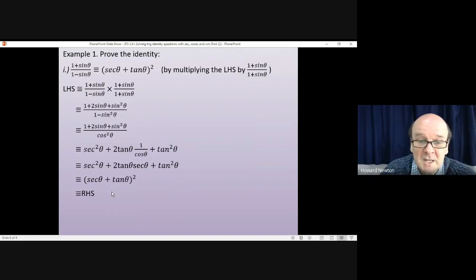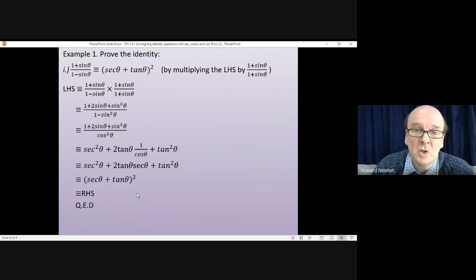Or you could just say QED. QED is a common way for finishing this type of question. It comes from the Latin quod erat demonstrandum, and it means I've demonstrated what you asked me to demonstrate.